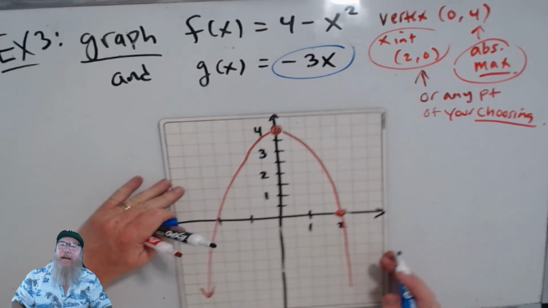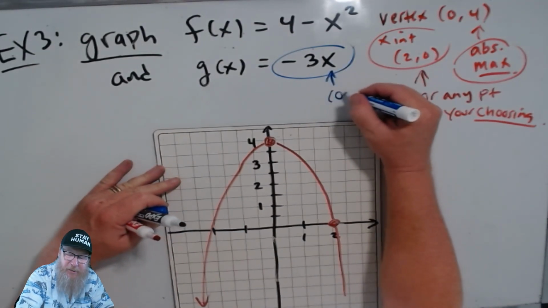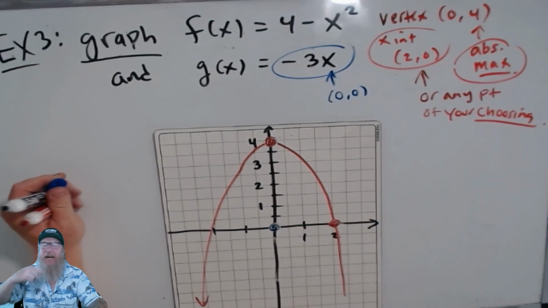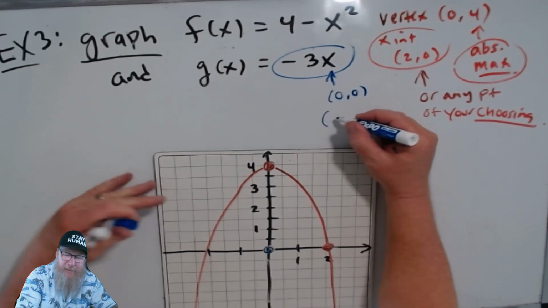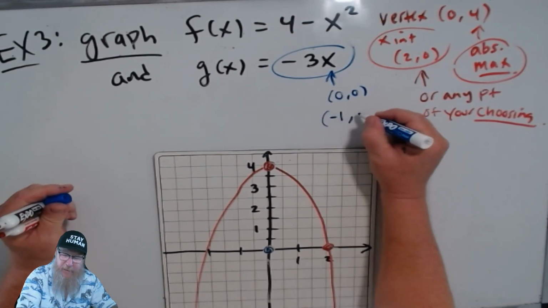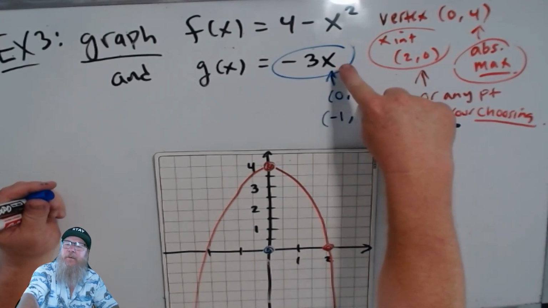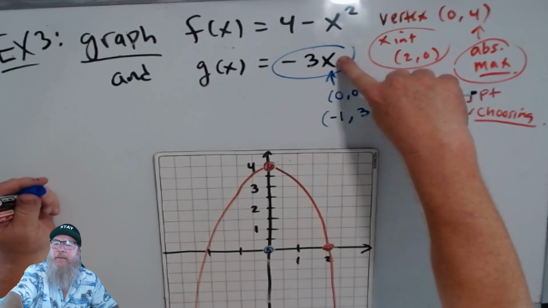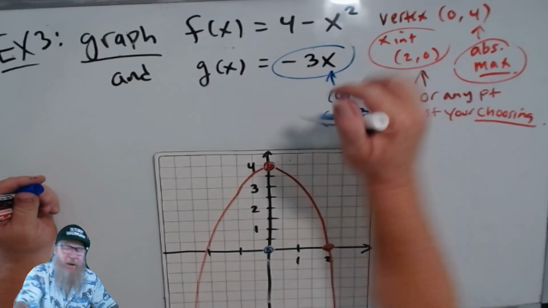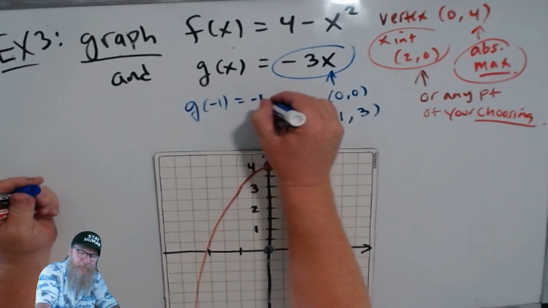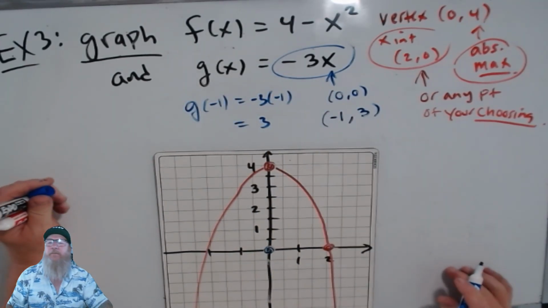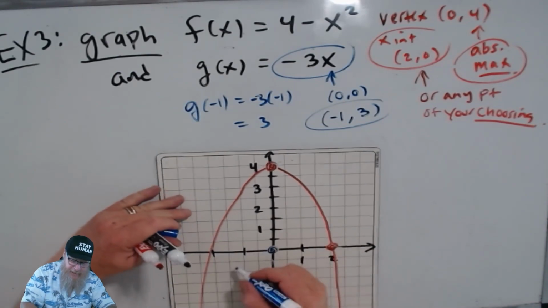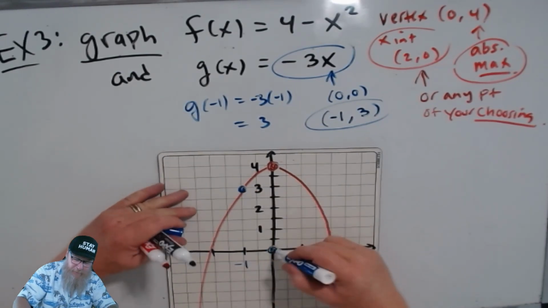So negative 3x. This is a linear function. It passes through 0, 0, so I would click there first. And then again, I would plot any other point. How about -1 and 3? Notice I'm using mental math. If x was -1, then it would be -3 times -1, which would be 3. So that gives you your second point, -1 and 3.